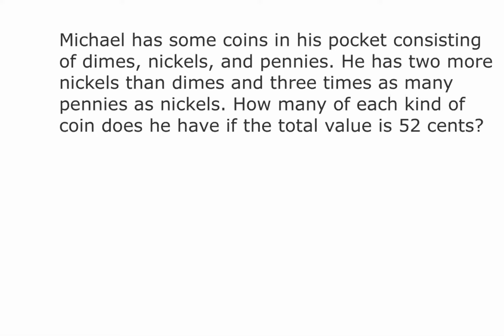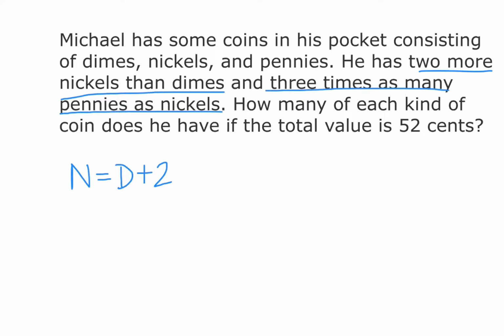So Michael has some coins in his pocket consisting of dimes, nickels, and pennies. So he has 2 more nickels than dimes. So nickels is dimes plus 2. 3 times as many pennies as nickels. So pennies is 3 times nickels. How many of each kind of coin does he have?